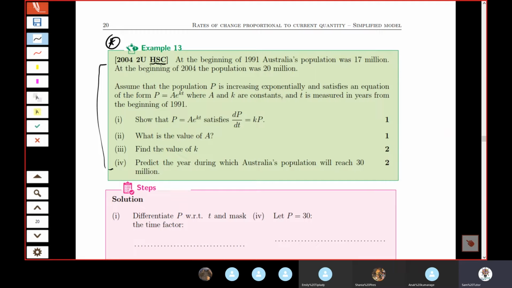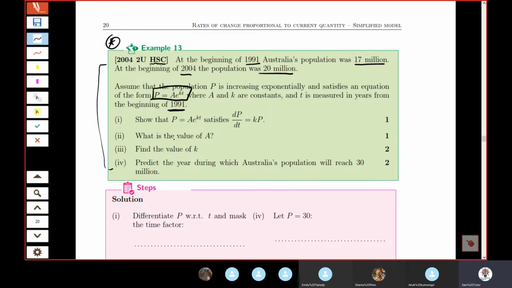All right, let's do it. At the beginning of 1991, Australia's population was 17 million. At the beginning of 2004, the population was 20 million. Assuming that the population P is increasing exponentially and satisfies an equation in the form of P equals A e to the power of KT, where A and K are constants. So this time, instead of them writing P naught, they just left it as A. It's just a bit easier to write. And T is measured in years from the beginning of 1991.